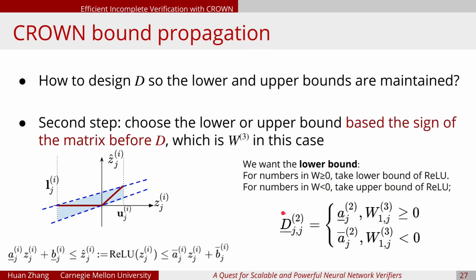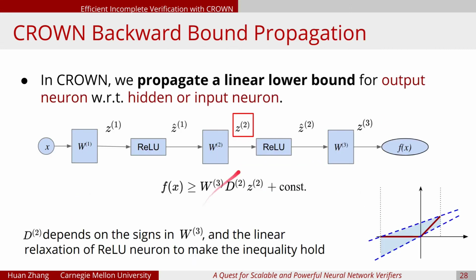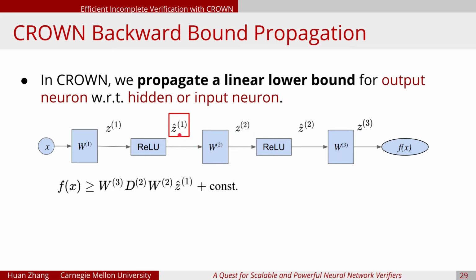After that, I just propagate the bounds based on the sign of the matrix before this diagonal matrix, which represents the relaxation. For example, if we want to compute the lower bound, we take the lower bound of the ReLU if the entry of the weight matrix is greater than 0. Basically, you just consider the worst case scenario and select the lower and upper bound accordingly. After that, you propagate bounds through the ReLU layer and encounter another linear layer, which is easy because we can just plug the definition z2 = W2 ẑ1 into the inequality.